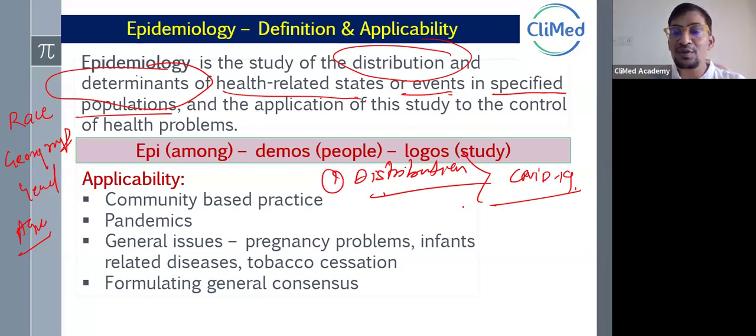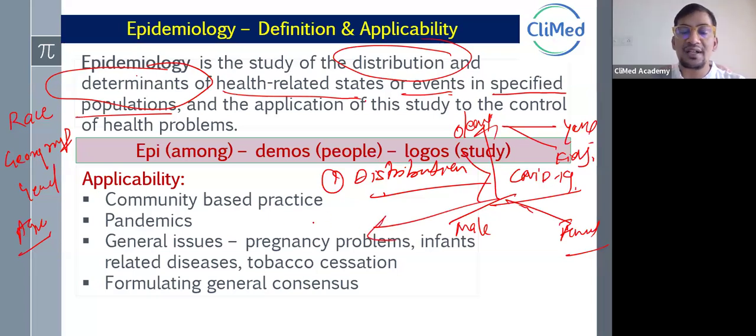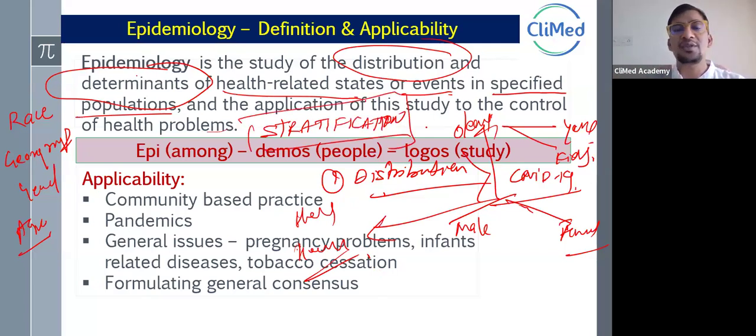COVID-19. Now, if I distribute COVID-19 in male, female, what's the prevalence? COVID-19 in older people, elderly people, young people, right? And in kids, right? If I say COVID-19 in healthy people and people who were having health related problems before, so you can just distribute your population into multiple aspects, multiple categories, and that is also called stratification. Stratification of the population.